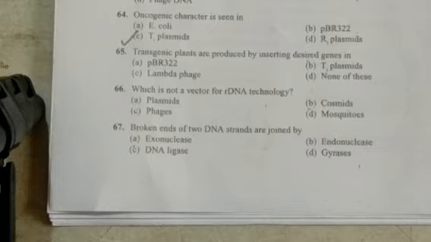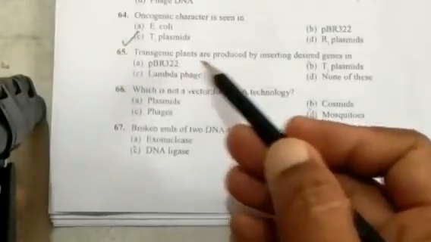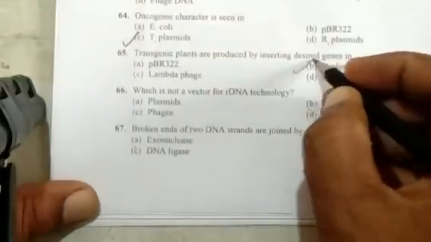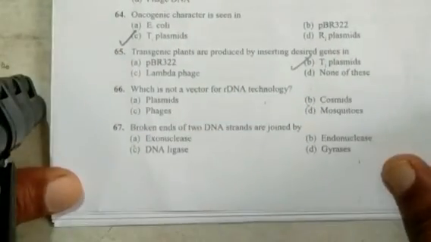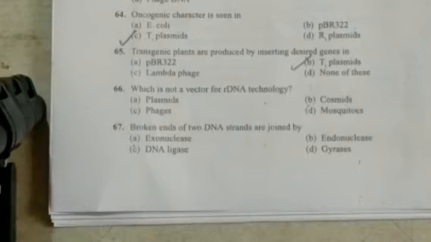Transgenic plants are produced by inserting desired genes in what? A, pBR322, you all very well know that it's a plasmid. B, Ti plasmids. C, lambda phage, and D, none of these. So transgenic plants are produced by inserting the desired gene in the Ti plasmid, the tumor inducing plasmid.